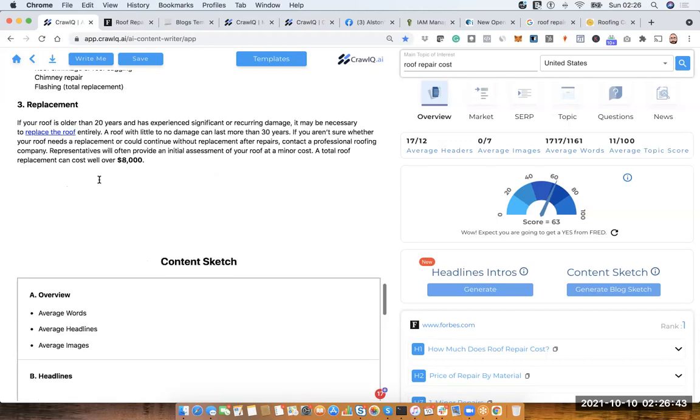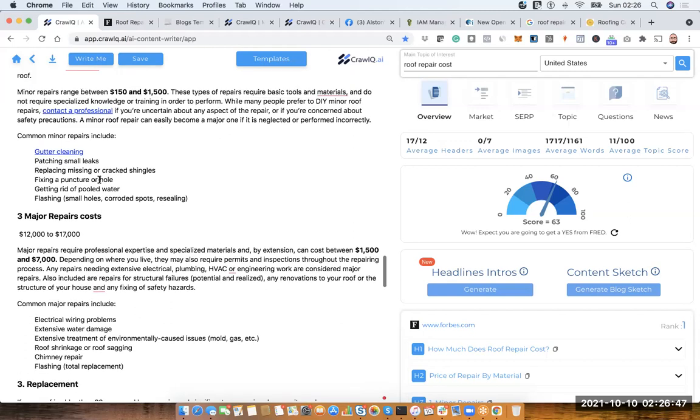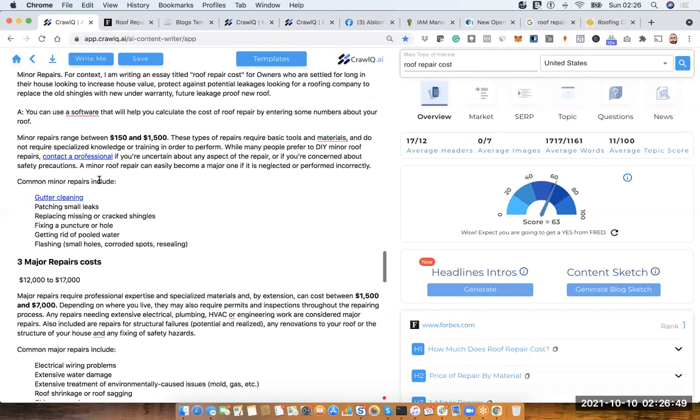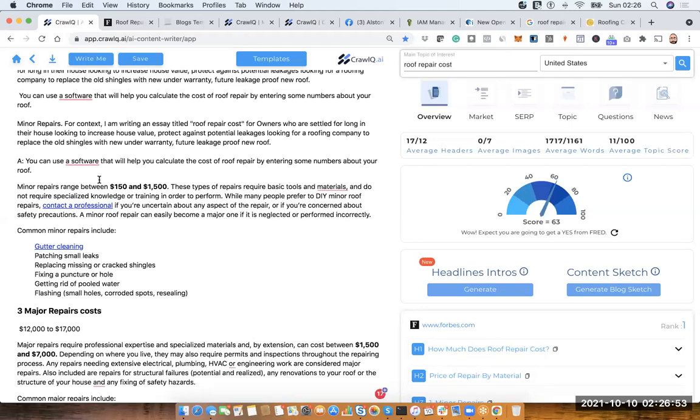So if CrawlQ is in the hands of those people, they can work in a team in a collaborative manner. One person can focus, as a content strategist, more on the buyer persona research. Then another person who is more into content creation can create these content briefs and fill in some details.